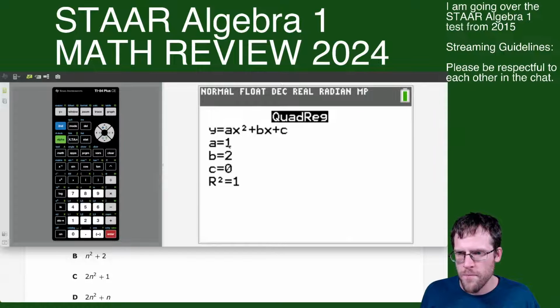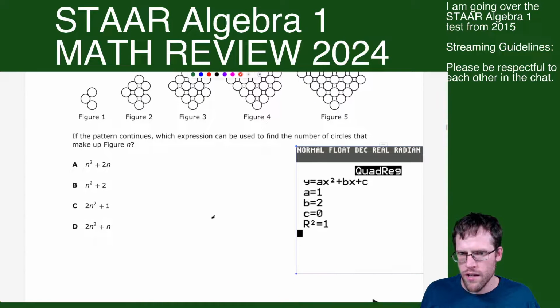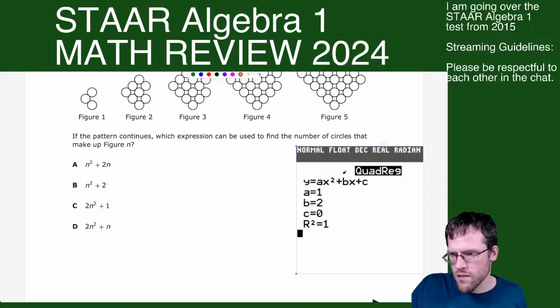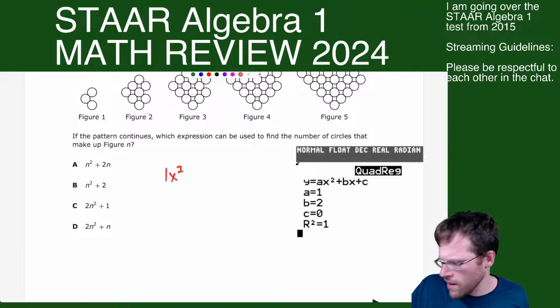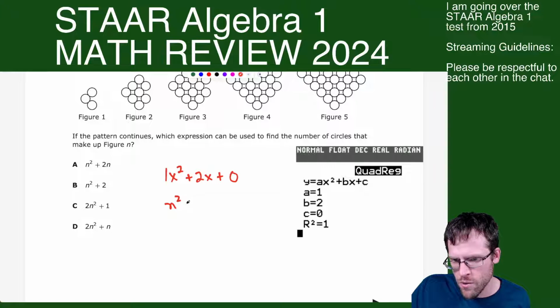So if we look here, let's just use this data then. Okay, we can just write the quadratic regression. And now that'll just give us the answer all at once. So we have ax squared. a is 1, so we have 1x squared. And then we have plus 2 times x here. So b is equal to 2. And then c is equal to 0. The only difference here is that they use n. So I'd say n squared plus 2n. So just using the calculator, you're going to get choice A.